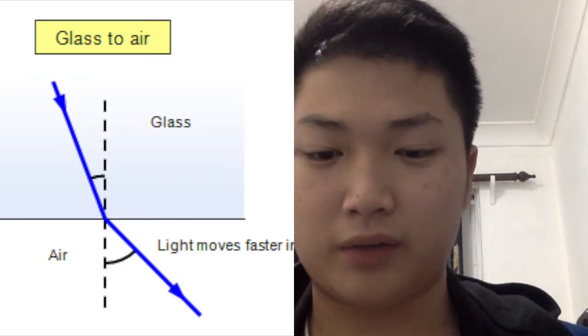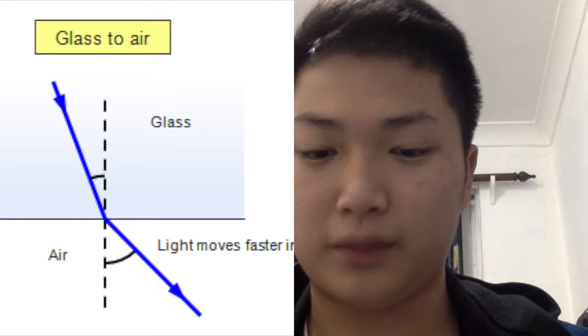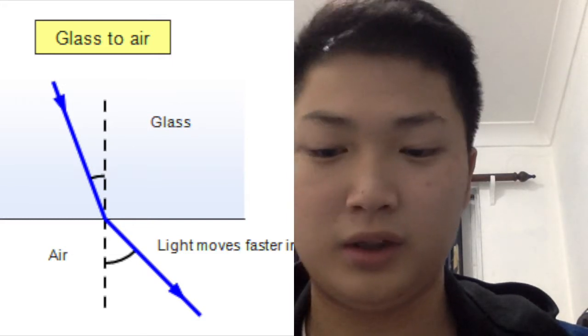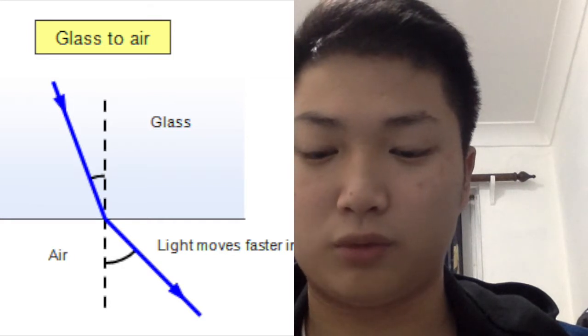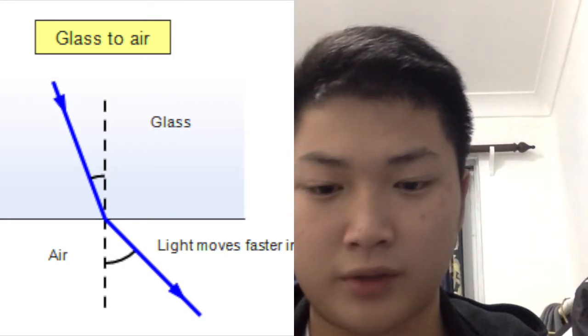When entering a high refractive index medium, the ray of light bends towards the normal. When entering a lower refractive index medium, the ray of light bends away from the normal. The critical angle is when the angle of refraction is 90°.